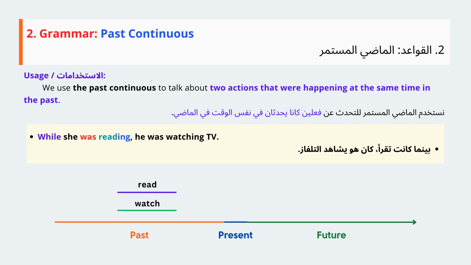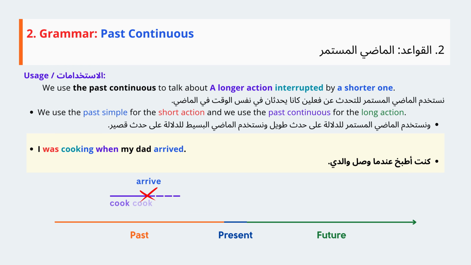2. We use it to talk about two actions that were happening at the same time in the past. Example: while she was reading, he was watching TV. 3. We use it to talk about a longer action, interrupted by a shorter one. We use the past simple for the short action and the past continuous for the long action. Example: I was cooking when my dad arrived.